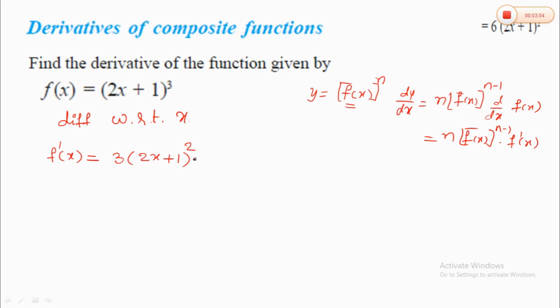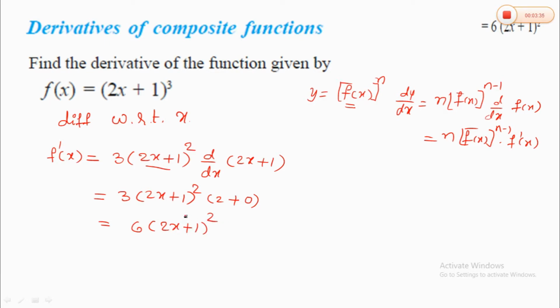Then differentiate this f(x), d/dx of (2x + 1). So this is equal to 3 (2x + 1)^2, the derivative of 2x is 2 and the derivative of 1 is a constant, that is 0. Therefore this is equal to 6 (2x + 1)^2.